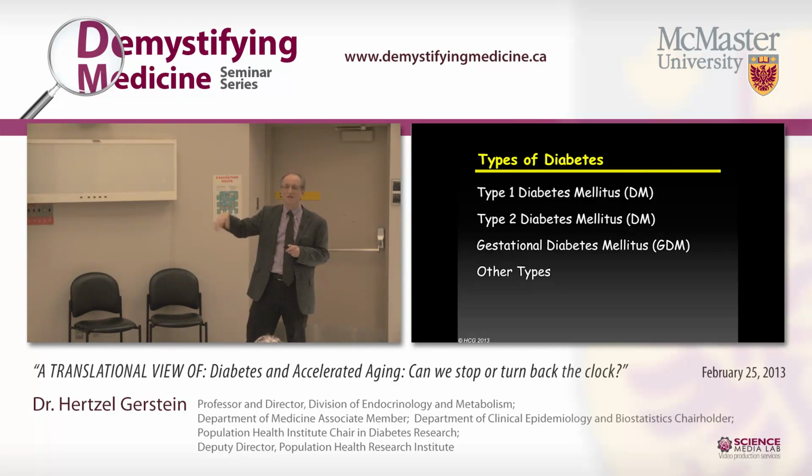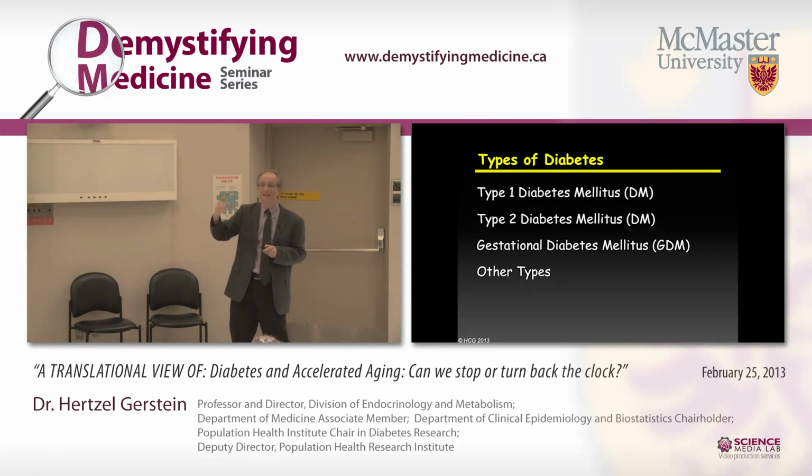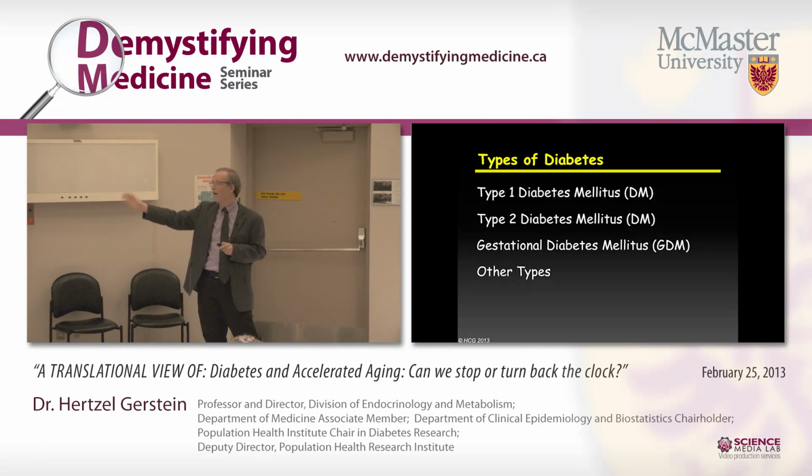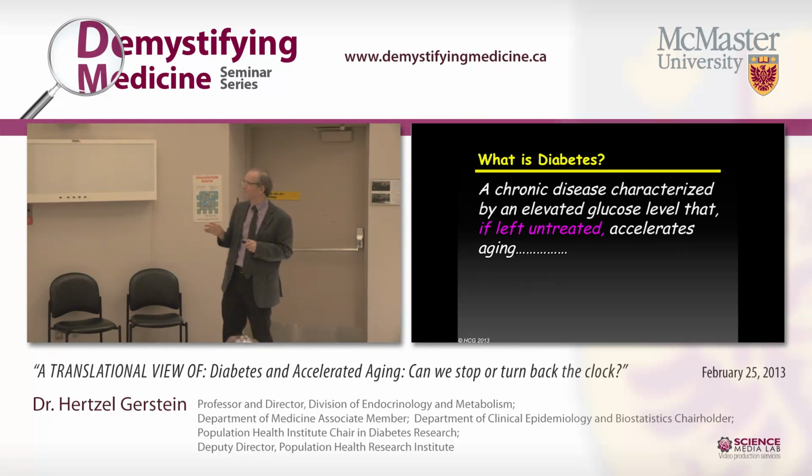Gestational diabetes means you have diabetes diagnosed for the first time during a pregnancy. And to a large part, pregnancy just basically exposes somebody who's one day going to get type 2 diabetes. And then other types I won't even talk about right now.